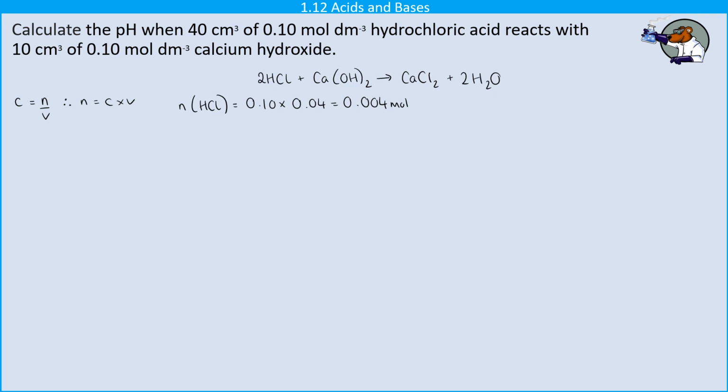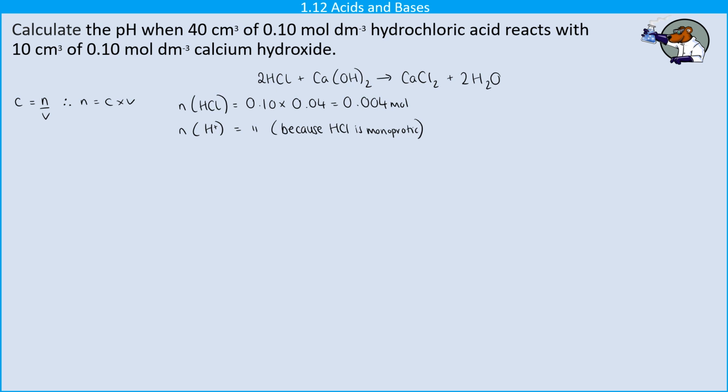So if you somehow got this calculation wrong, but you've said, oh, this is hydrochloric acid, then they can give you marks going forward. Now, because hydrochloric acid is monoprotic, so there's one hydrogen ion per hydrochloric acid, then actually the moles of hydrogen ions, which is what I'm really interested in, is going to be exactly the same.